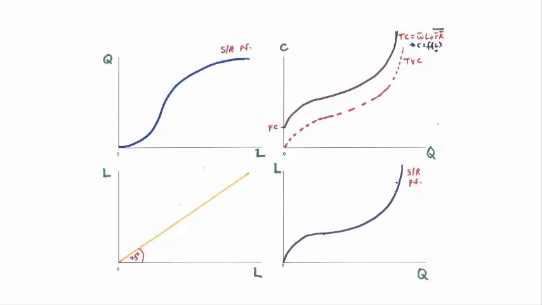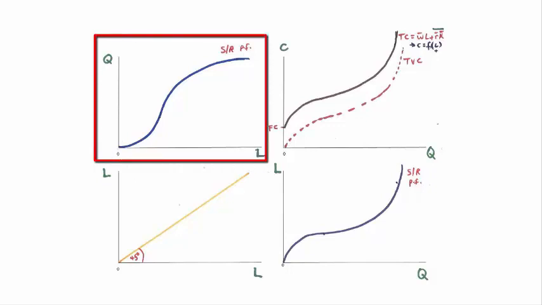We have spent some time talking about production, how to transform inputs into output. We will be focusing on what is called the short-run production function. In the short run, we assume that only one factor of production can vary, while in the long run, all factors of production can vary.